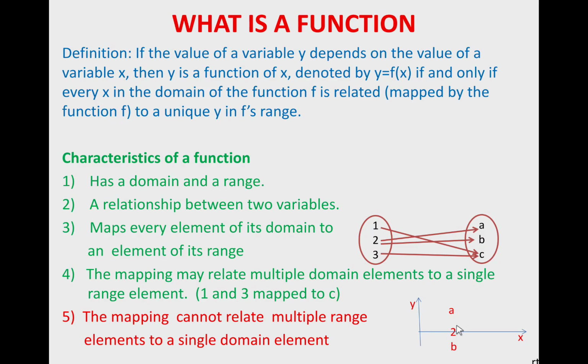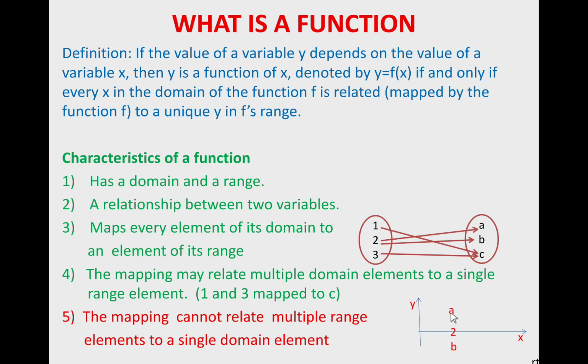So here is a 2. It has an f value a and f value b. So a must be 2 units away from the y-axis and b must be 2 units away from the y-axis, and that's why they are in the same line with 2, a and b.